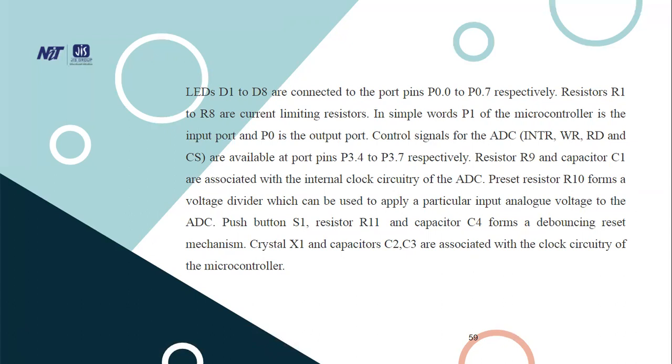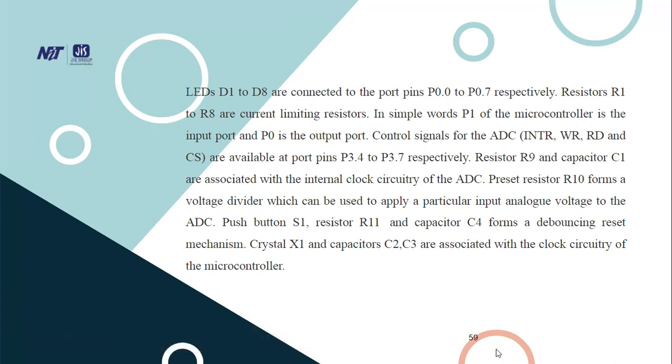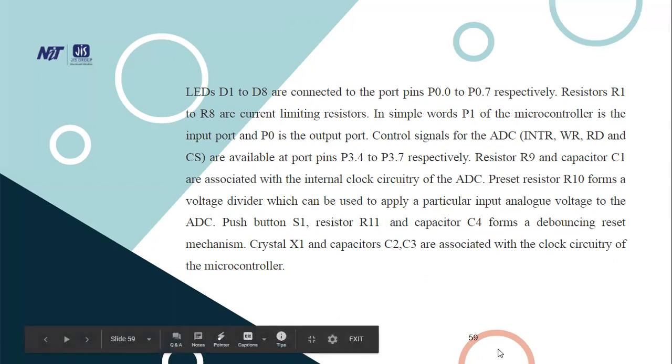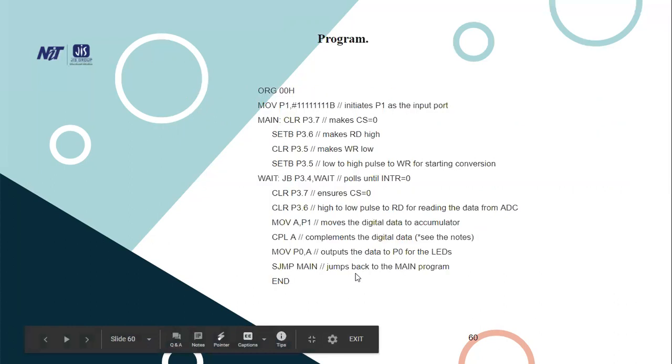Control signals for the ADC, INTR, WR, RD, and CS, are available at port pins P3.4 to P3.7 respectively. Resistor R9 and capacitor C1 are associated with the internal clock circuitry of the ADC. Preset resistor R10 forms a voltage divider which can be used to apply a particular input analog voltage to the ADC. Push button S1, resistor R11 and capacitor C4 form a debouncing reset mechanism. Crystal X1 and capacitors C2, C3 are associated with the clock circuitry of the microcontroller.